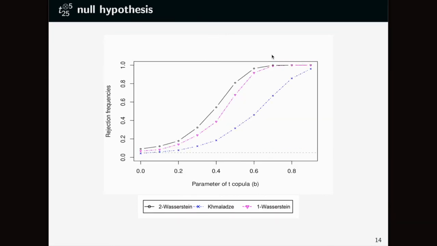We now keep the same null hypothesis, but we induce dependence between 2 of the 5 margins. This dependence comes from a T copula, and we let its parameter vary. So here again, there is no setting for which we are under the null hypothesis. And again, we can see that the tests based on the Wasserstein distance are clearly outperforming the test proposed by Chmaladze.